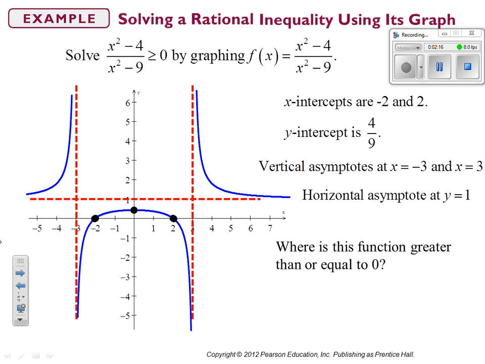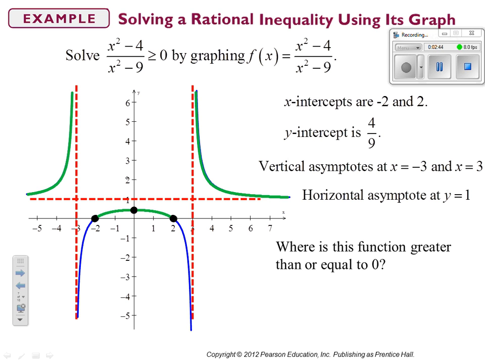Now we want to just look at the graph and tell where the function is greater than or equal to 0. Remember, equal to 0 is on the x-axis itself, so we do want to include the negative 2 and the 2 because of that equal sign. Greater than 0 is above the x-axis, so we want these arms that are above the x-axis, and then also this little top part of the U shape that's above the x-axis. So those are shaded in green.